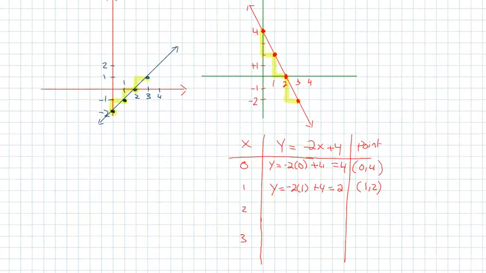Does this point match with this point? Yes. Does this point match with this point? Yes. Okay? Now, let's plug in 2 for x. Let's see what we're going to get. Negative 2 times 2 is negative 4. Negative 4 plus 4 is 0. So my next point is 2, 0.